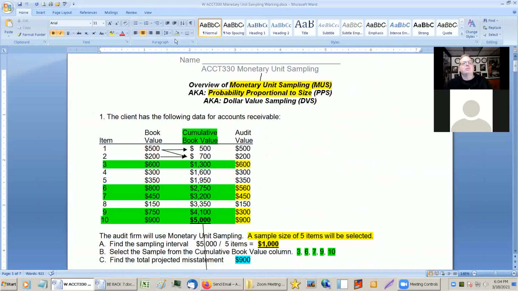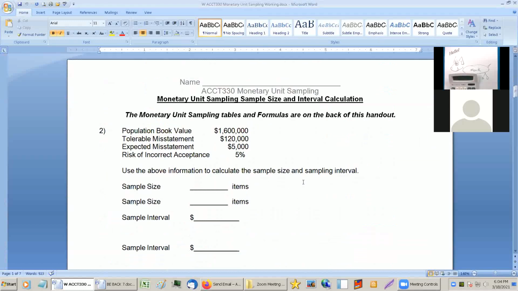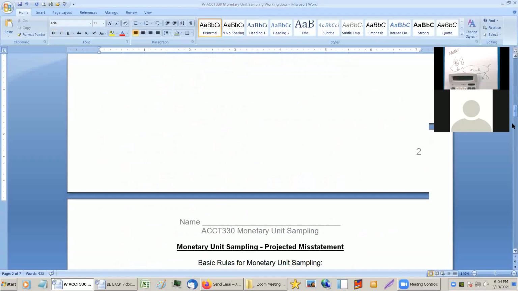Okay, and I'm going to switch. I can use my calculator. All right. So we kind of have an introduction here. And the next thing we're going to do is find the sample size. Hopefully, the monetary sampling tables and formulas are on the back of this handout. This will be the last page.